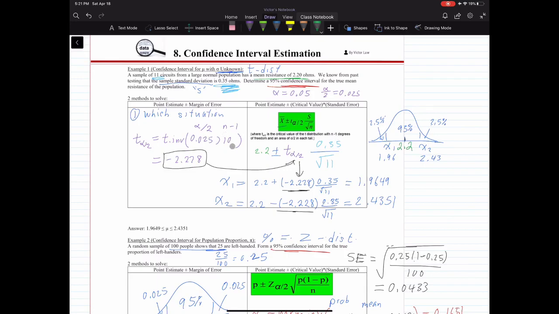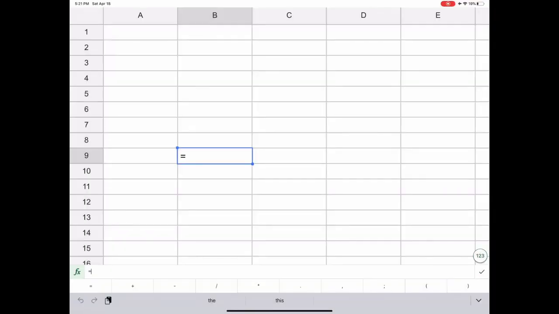So 11 minus 1 will give you the 10. So I'll show you that in Excel right now. Equal T.INV, open bracket. It asks you for the probability. Probability is 0.025. That's your alpha over 2. And then we have your degree of freedom. Degree of freedom is your 10. And then we close your bracket. And then you're going to get negative 2.228. And that's your t critical.